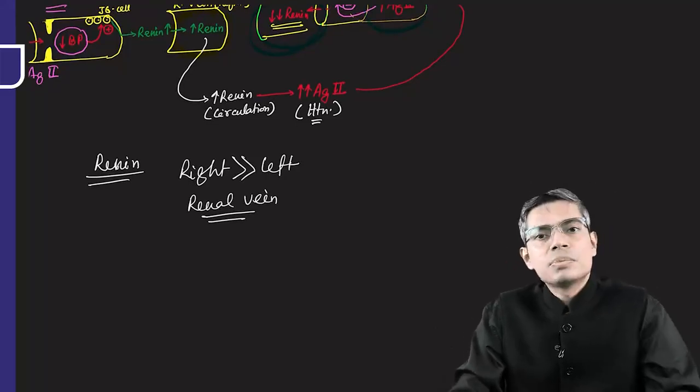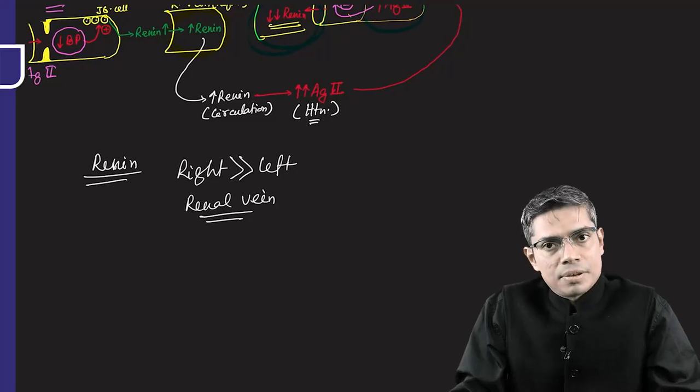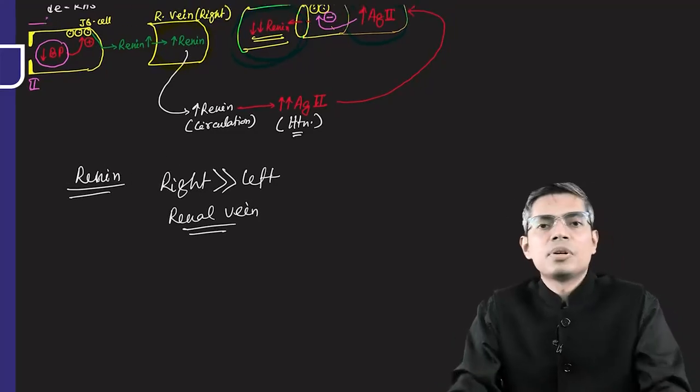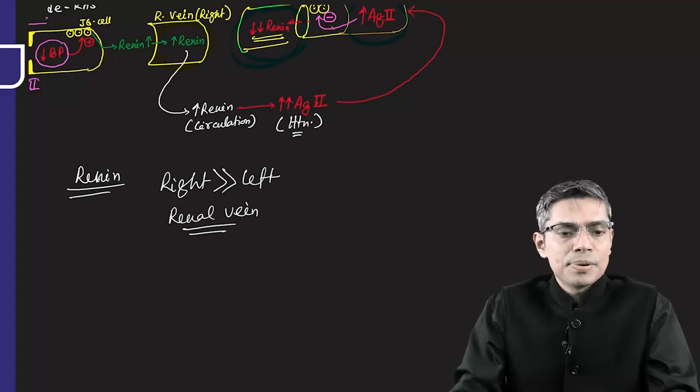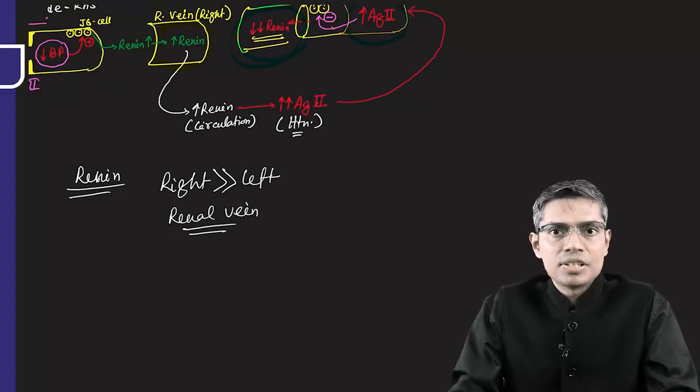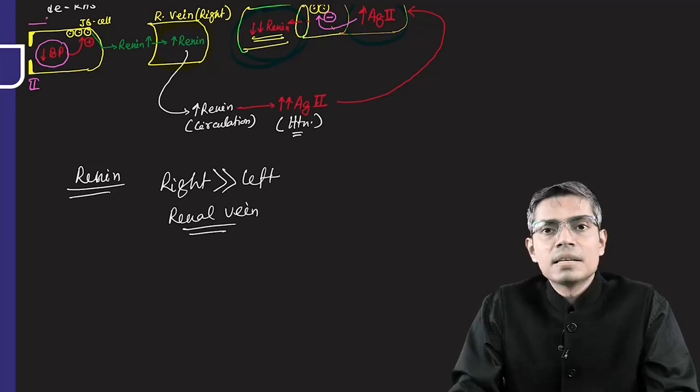left-sided. What is the use of this? Why do you want to measure this? Whenever one person is suffering from renal artery stenosis, if you are planning for surgical intervention, generally this renin is measured from the renal vein.